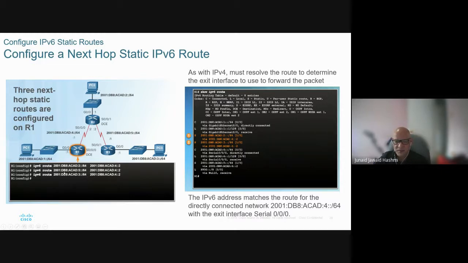Same thing, another network is 5. You specify that network and how to get there with this IP address 4.2. Same thing, another network is 3, which is this. You specify this network and how to get there through this interface, the next hop, and that's the IP address. Or you can only specify the interface it is connected to, S0/0/0. Instead of this IP address, you can just type S0/0/0.